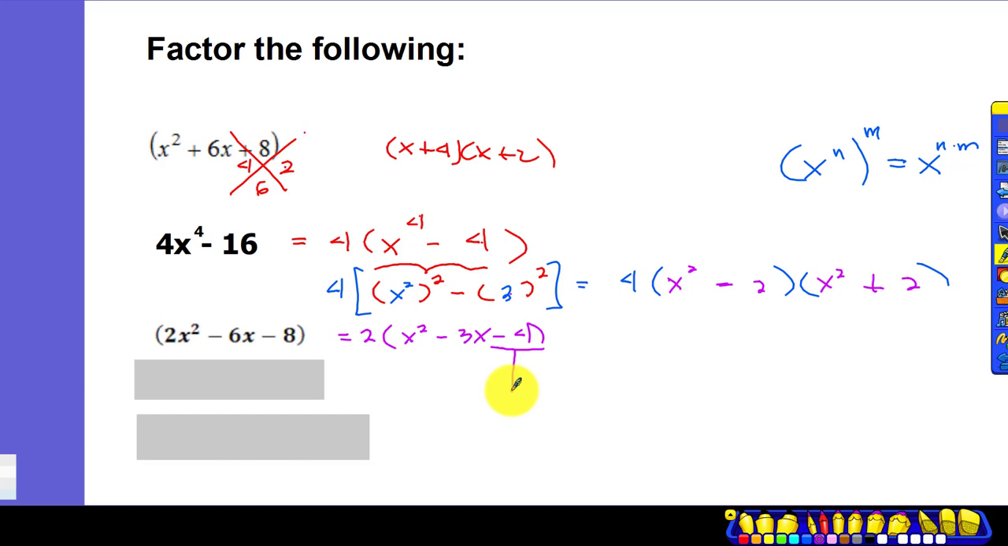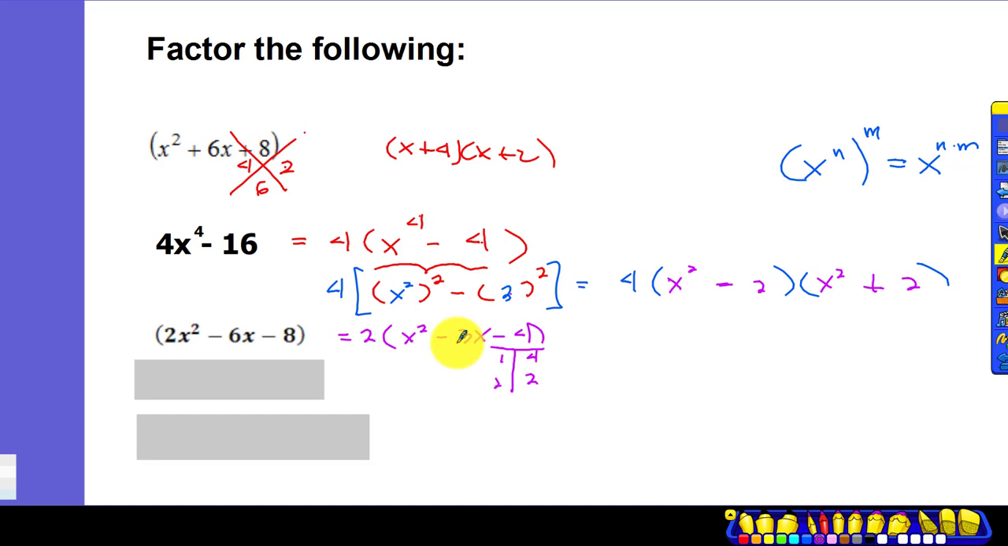So what are the factors? Let's say the 4 first. Ignore the negative sign. Factors of 4 will be 1 and 4, 2 and 2. Okay? Now this one is negative. It means that one of the factors should be negative. Okay? Now you check the middle term. The middle term is negative. So the bigger number will be the one that will take the sign of the middle term.